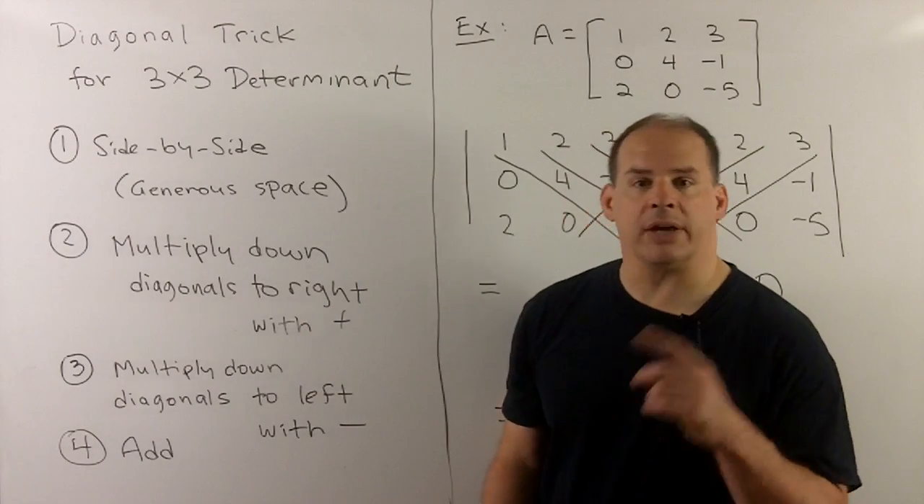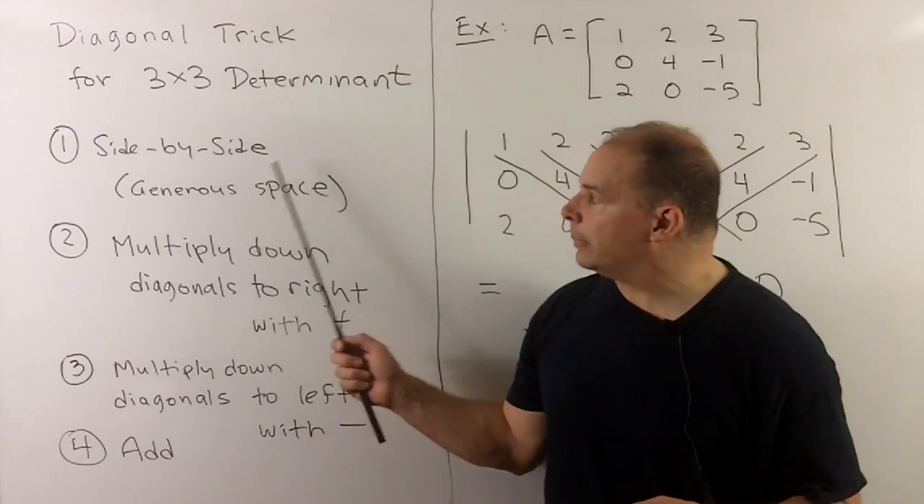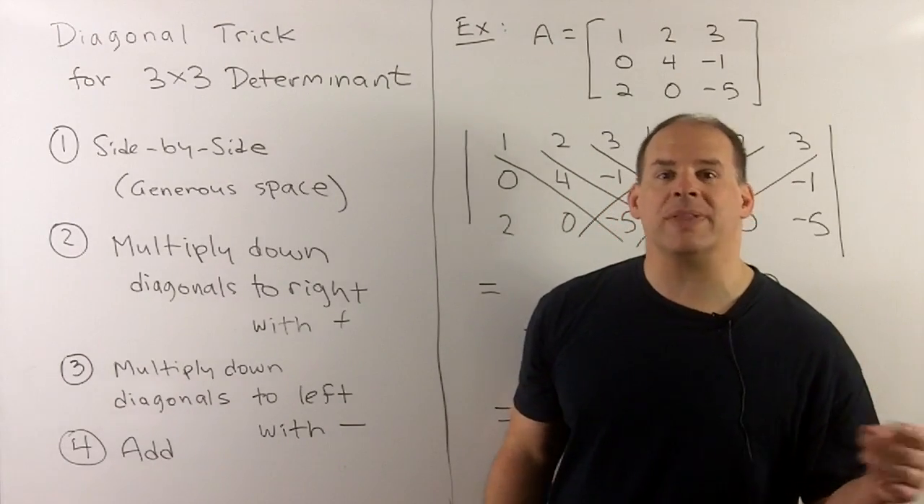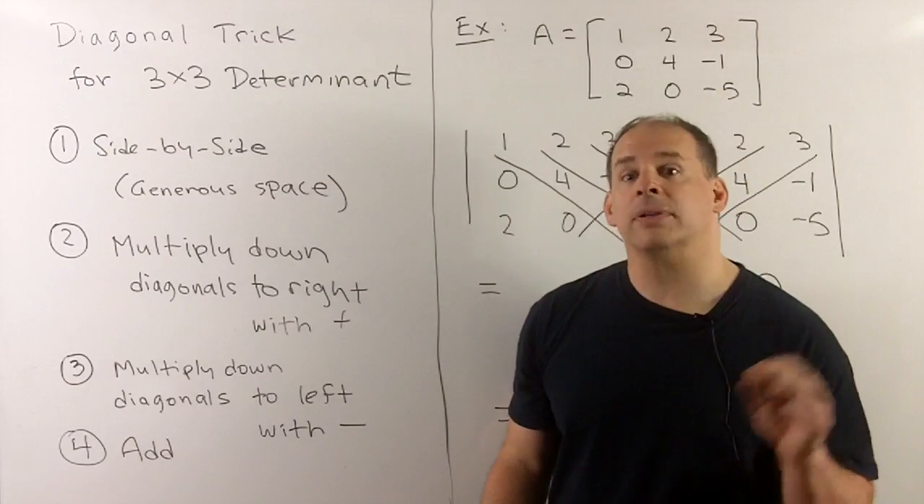First step, we're going to take our matrix A, put it right next to itself. It'll be important here to give yourself enough space so that you can clearly draw in the 6 diagonals. 3 to the left, 3 to the right.